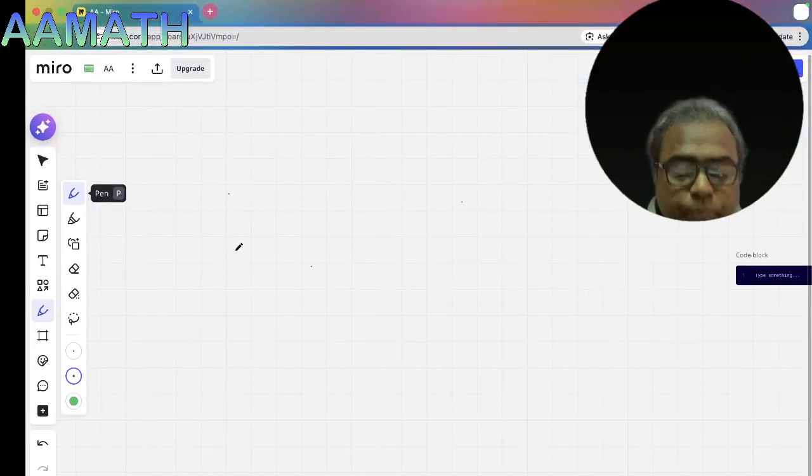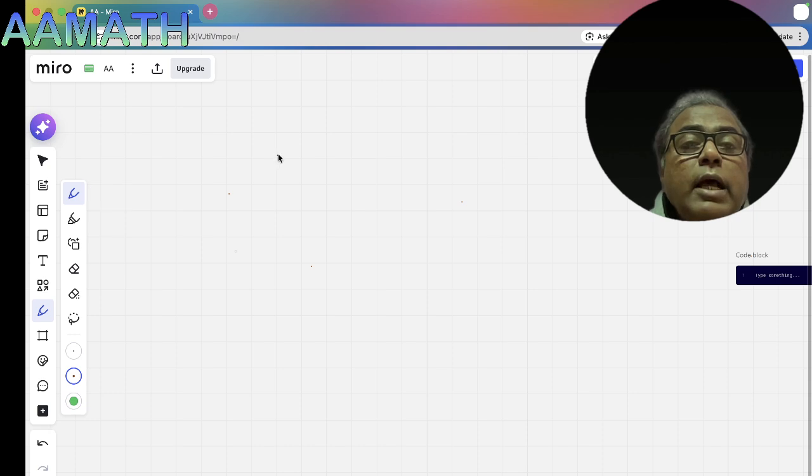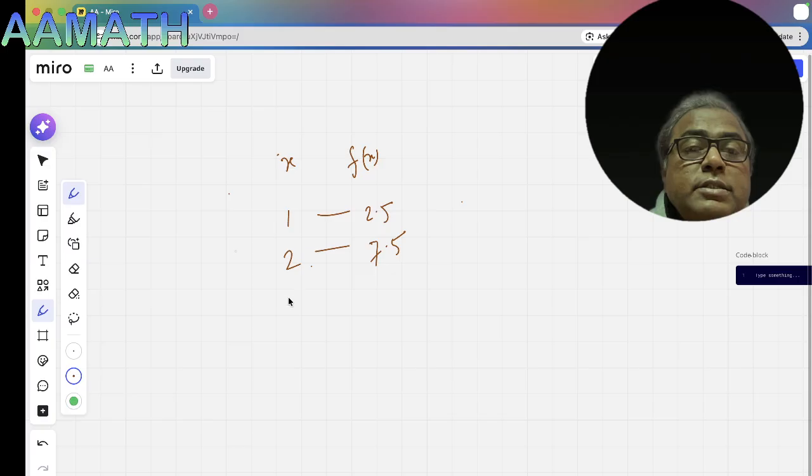On this whiteboard, let us observe x and f(x). So x equals 1, f(x) equals say 2.5; x equals 2, f(x) equals say 7.5; x equals 3, f(x) equals say 9.2, and so on. Now, you do not know the analytical form of f(x), so you have to find this.